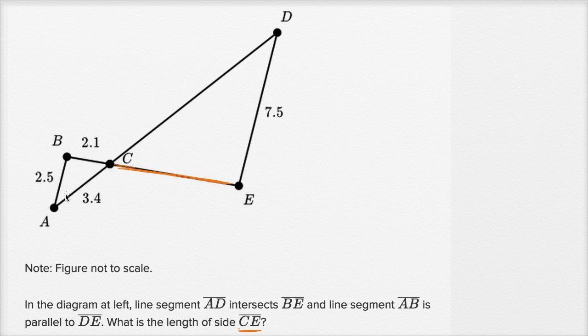Now, it might jump out at you, at least it looks like it immediately, that this small triangle on the left is going to be similar to this larger triangle on the right. But let's feel good about that. Let's prove that to ourselves. And to help ourselves prove that, we're going to remind ourselves that AB is parallel to DE.